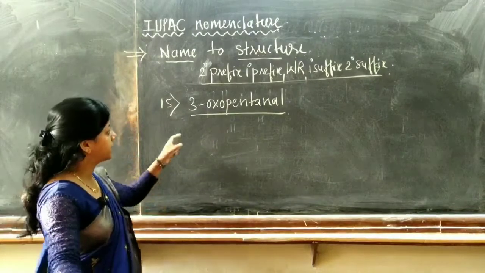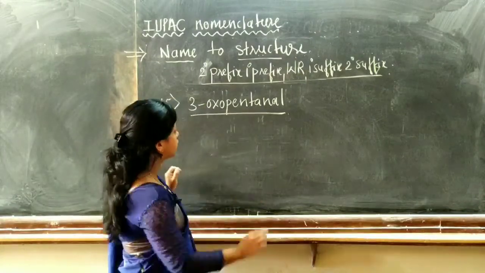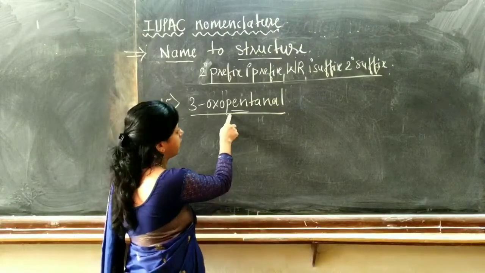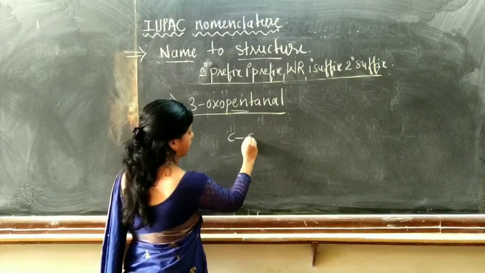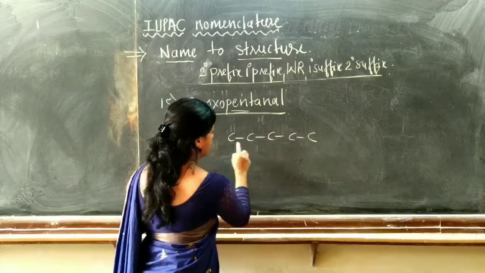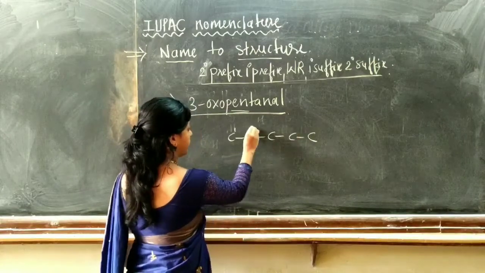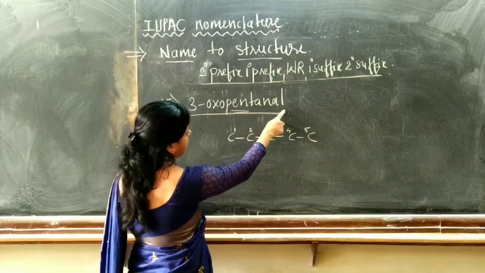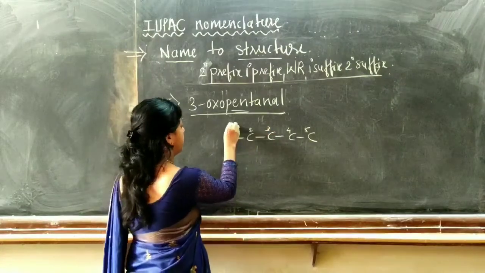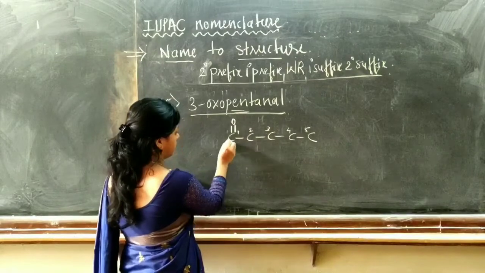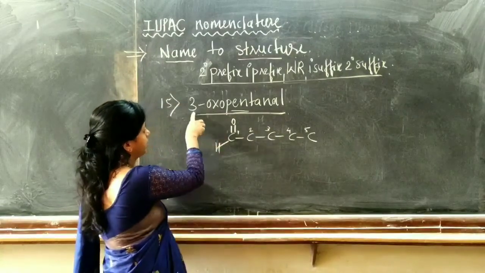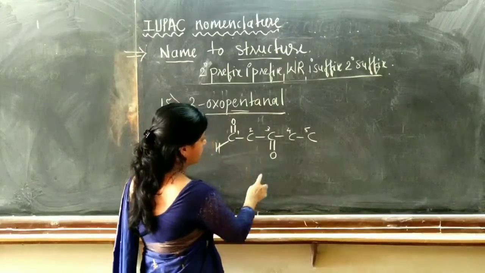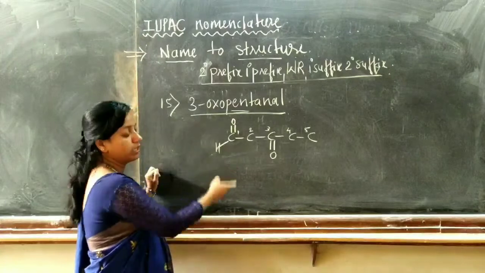So 15th example is 3-oxopentanal. So pent is the root word, so we have to write 5 carbons, 1, 2, 3, 4, 5. So I will give numbering, and al means it is having an aldehyde group at the first carbon. And 3-oxo, 1, 2, 3, at the third position, oxo means C double bond O. This is the oxo group, 3-oxo here.